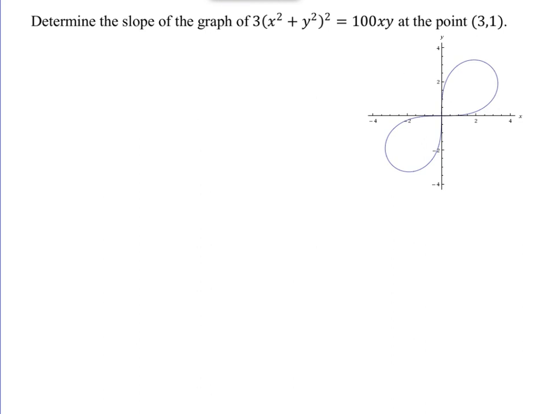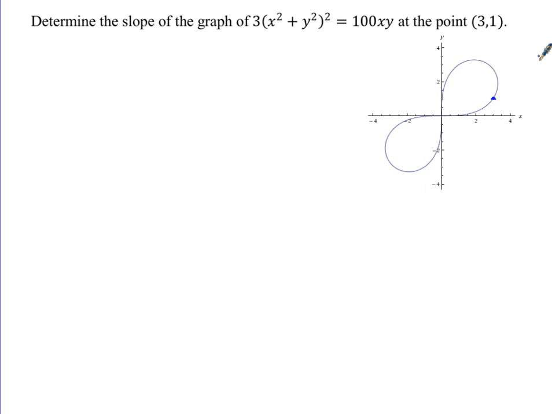Okay, so same type of problem. Determine the slope of the graph of that with this cool-looking graph at the ordered pair 3, 1. So we take a look at the ordered pair 3, 1. Here's 3, and 1 looks like it's right about there. So I might be right about there, and then my slope looks like maybe, I don't know, 1, 2, somewhere in that region, right? But definitely positive and not super steep. So now at least I have an idea of what my answer should look like.